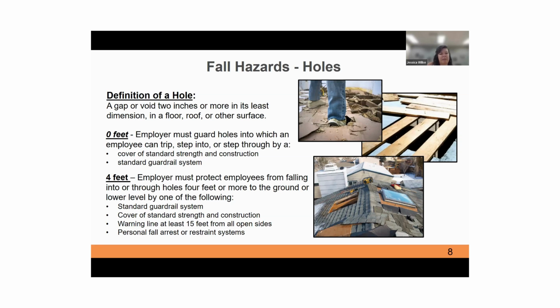And then if the hole has a fall distance of 4 feet or more, like the skylight down below, you can use a guardrail system, a standard cover, a warning line, but the warning line needs to be 15 feet from all open sides of that hole. So that's not going to be a great option for roofers, or a personal fall arrest or restraint system.